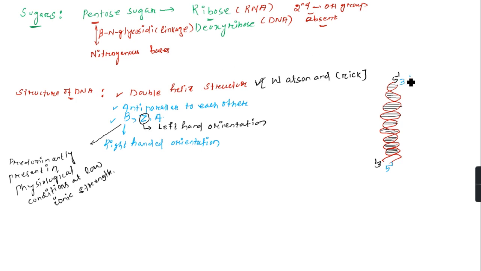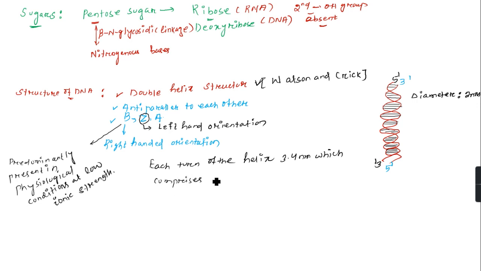This double helix DNA has a diameter of around 2 nanometers, and each turn of the helix is around 3.4 nanometers, which comprises 10 base pairs.